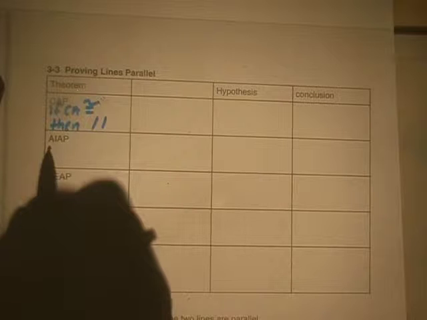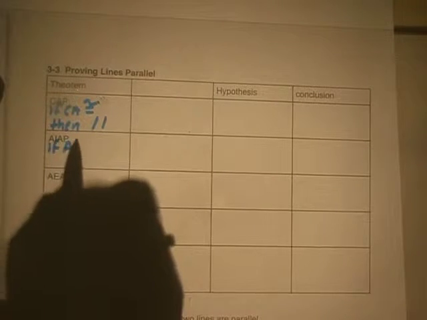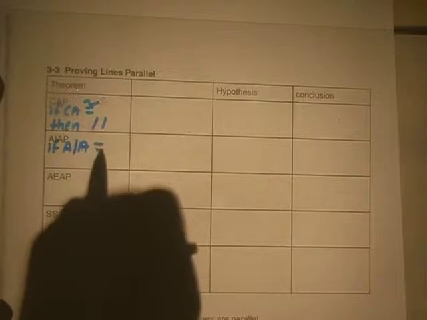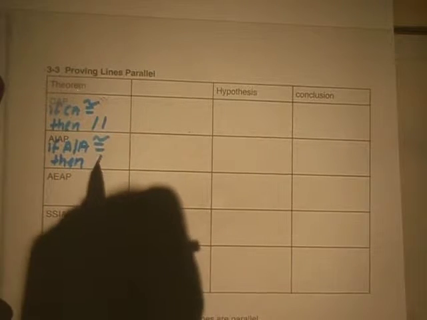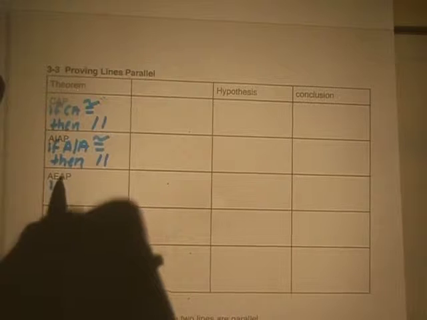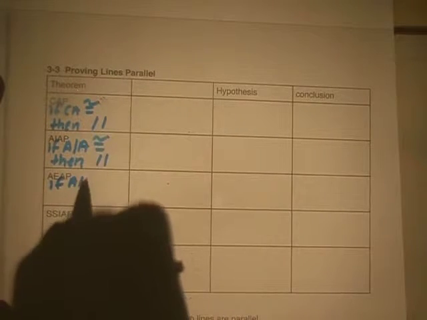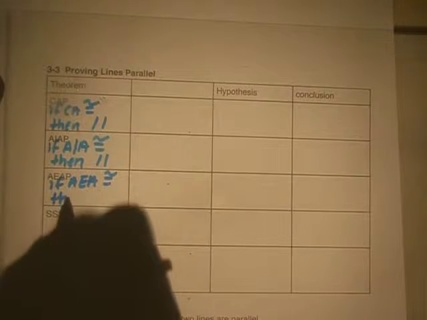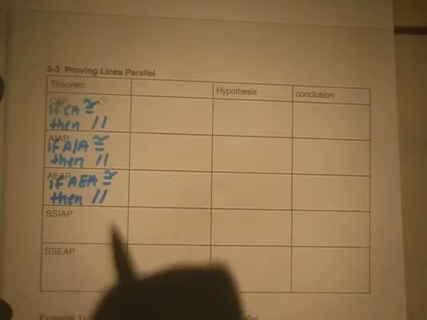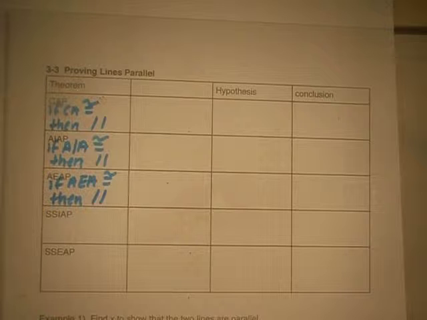The next one is going to be if your alternate interior angles are congruent, then your lines are parallel. And if your alternate exterior angles are congruent, then your lines are parallel. All of these, we start with the angles, end up with the lines.